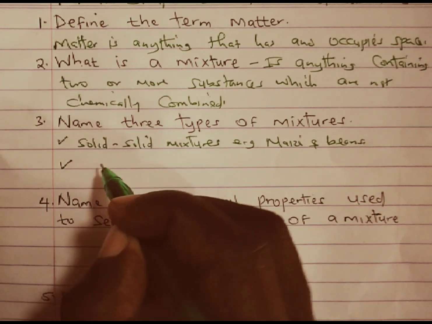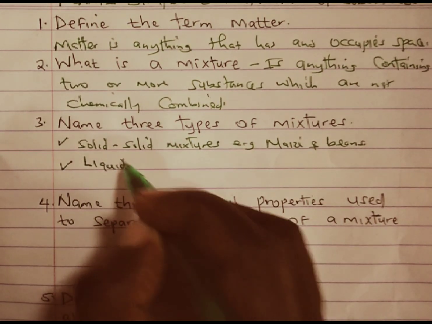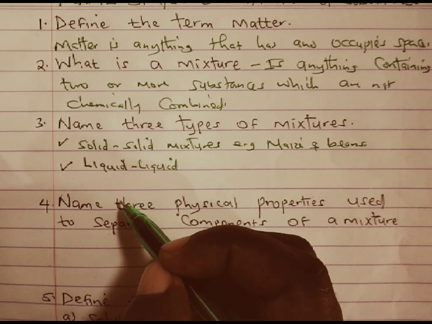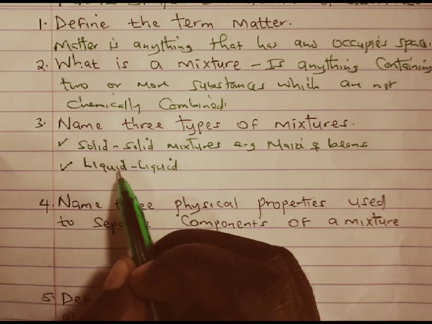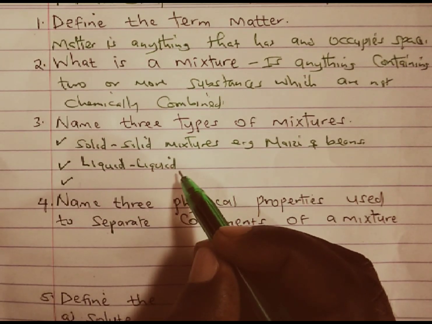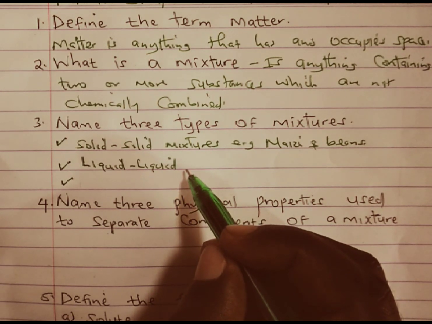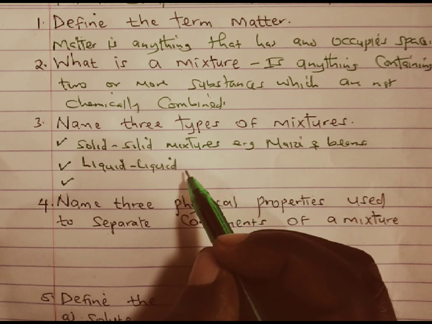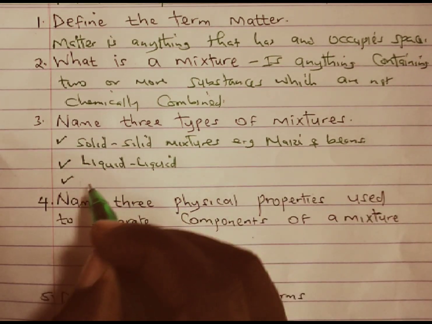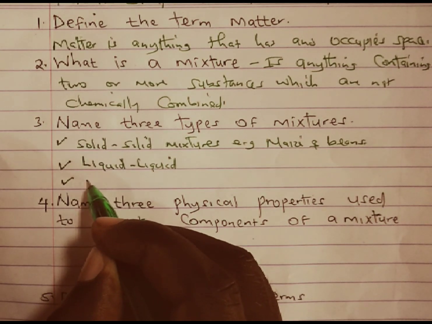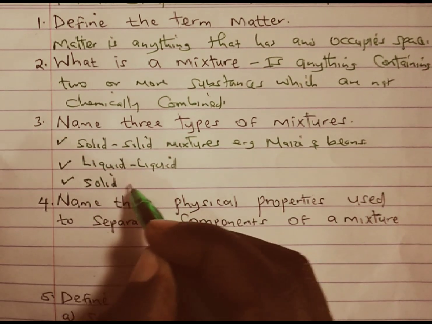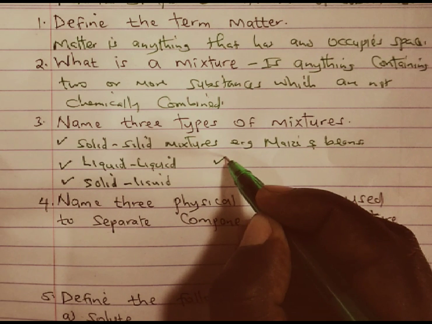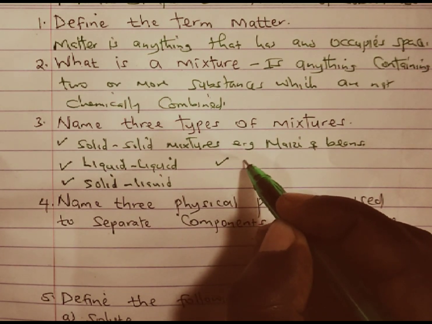Another category of the mixture is that of liquid mixtures, and these are mixtures that are made up of only liquids. But under this category, we said we have those liquids that mix uniformly, and we call them miscible liquids. We have those that do not mix uniformly, and therefore we call them immiscible liquids. Another category of a mixture is that of a solid liquid, and we can also have the fourth one, which comprises of gaseous mixtures.